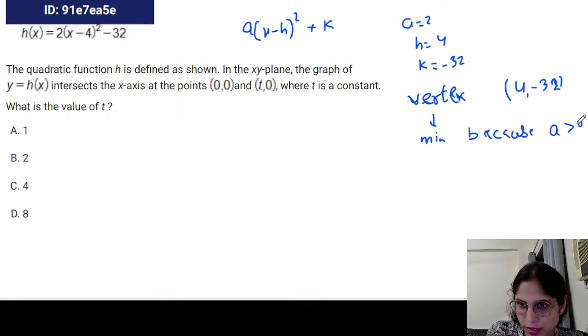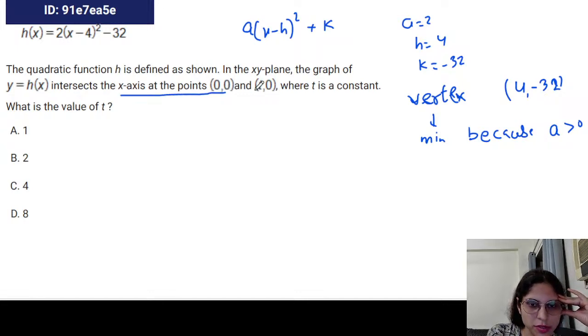A is positive. That is what we know from here. Now let's see what they are asking. Given the graph intersects the x-axis at points (0, 0) and (t, 0), what is the value of t?